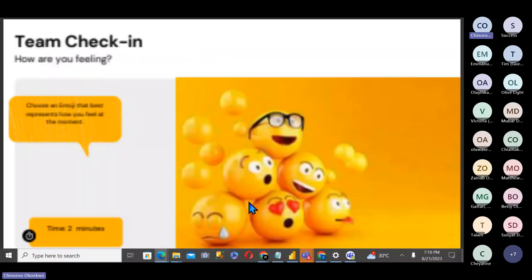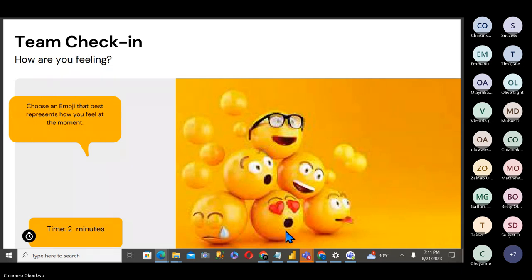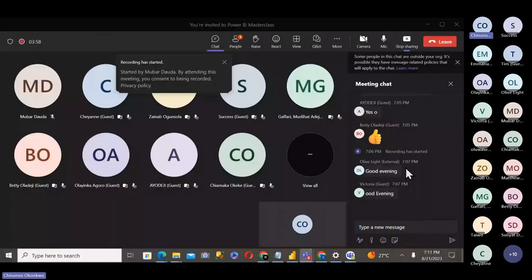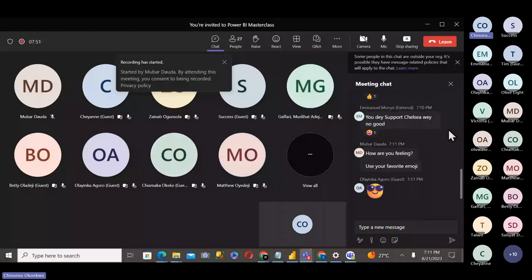So let's move on. I want to do a team check-in. How are you feeling? Are you looking forward to this class? Let me know. Are you feeling excited? How did your day go? Just use your favorite emoji or anything to show how you feel about the class. Just take that for a bit, one minute or two minutes. Let's see the chat. How are you feeling? Use your favorite emojis. I want to see those emojis. Are you curious? Are you excited? You can use words as well.